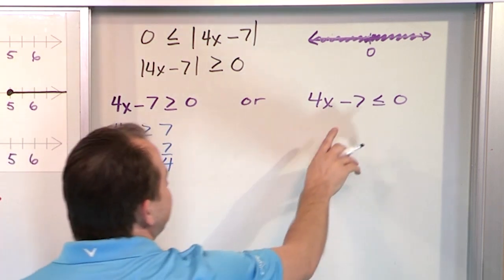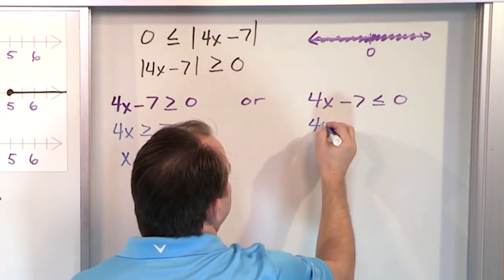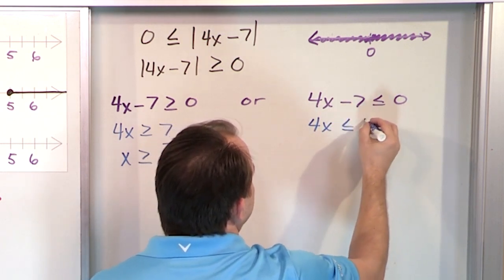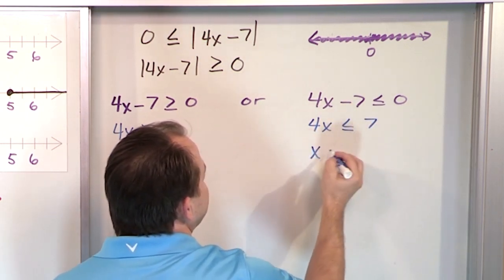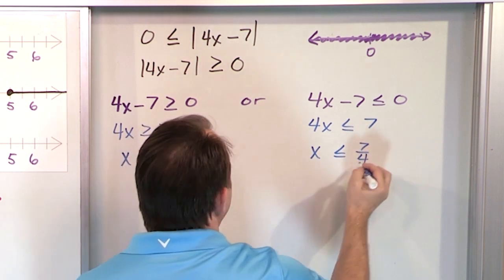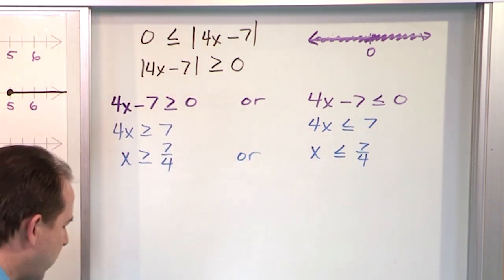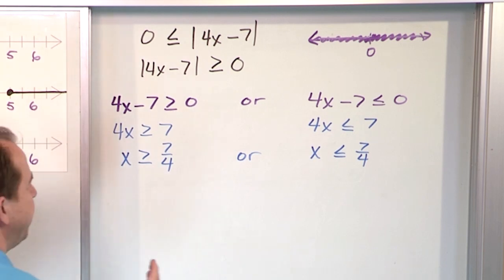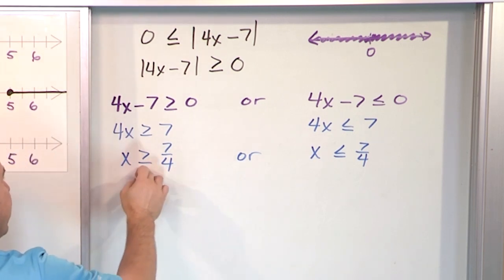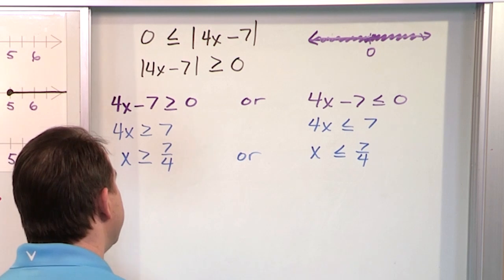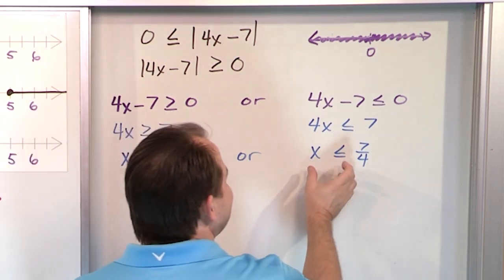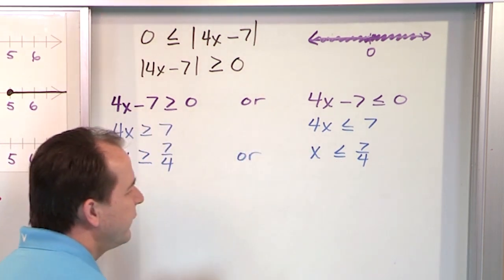All right, and then we have a similar thing here. We move the 7 over, 4x less than or equal to 7. And then we divide by 4, we get x less than or equal to 7/4, and these are joined by an "or". So what we found out is that our solution space is saying that x can be greater than or equal to 7/4, or it can be less than or equal to 7/4. So think about what that means.